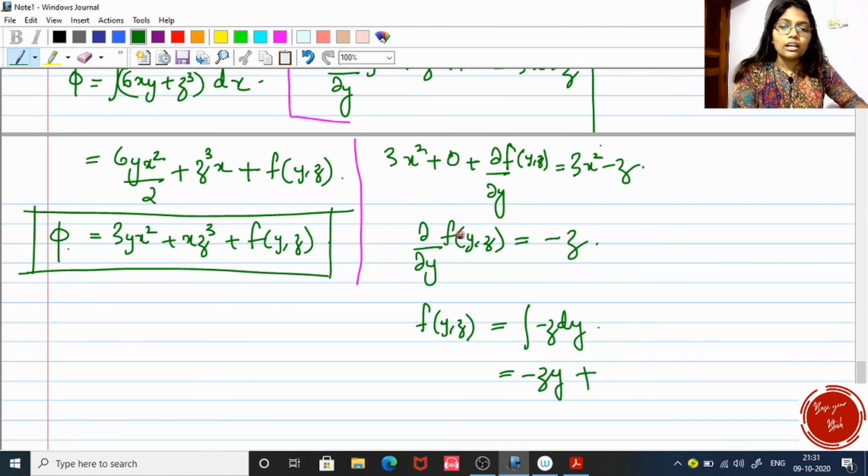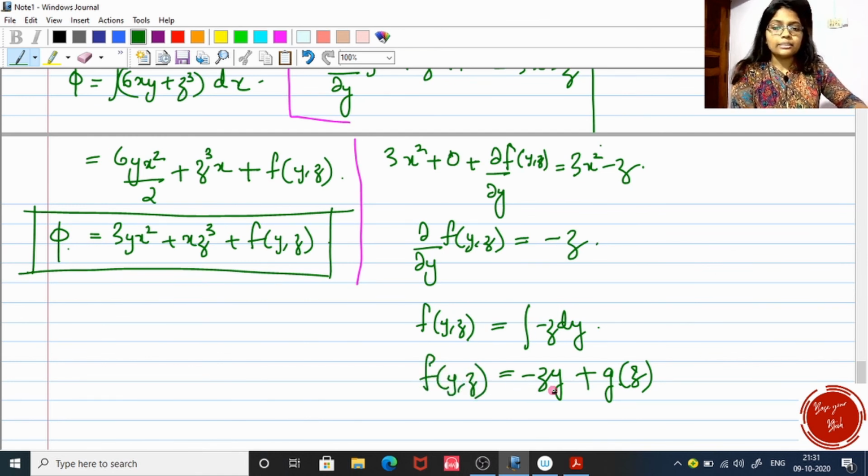Now again, here the function is in terms of y and z, and we are taking the derivative with respect to y. So with respect to y, z is a constant. So let us write the integration constant as another function which contains z as its variable. So we have now our f of y comma z as minus zy plus g of z. Okay, so I replace this f of y comma z with minus zy plus g of z. G of z is a new function. Now our next aim is to find out this g of z using the third equation.